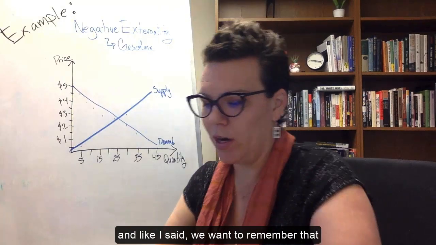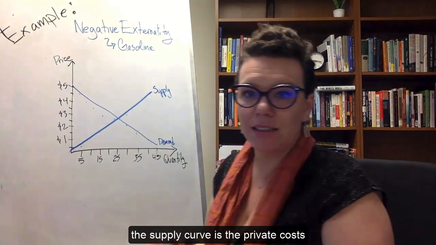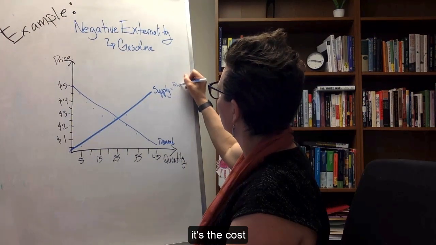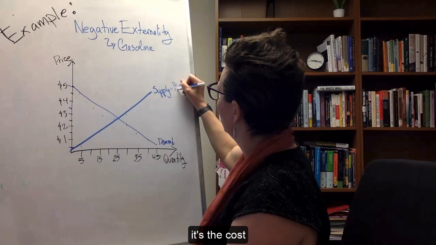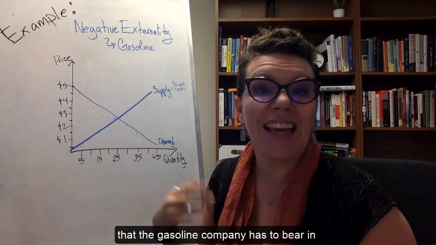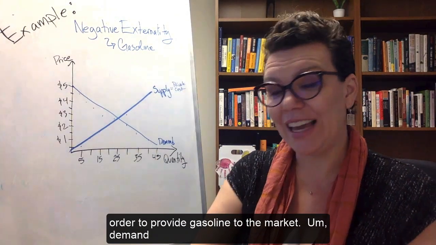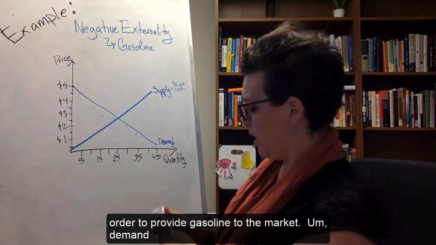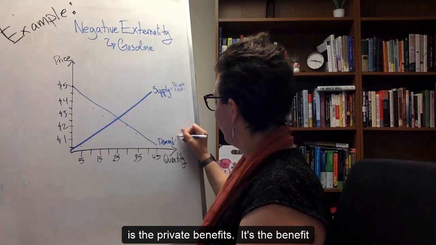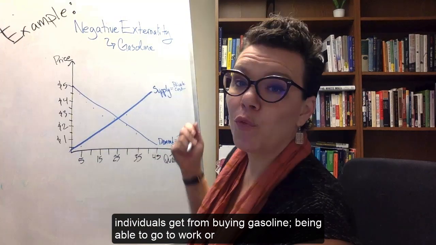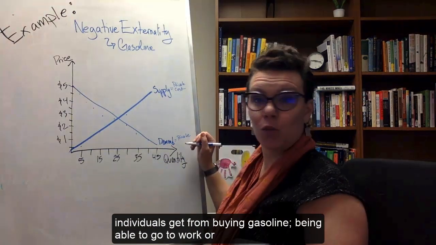And like I said, we want to remember that the supply curve is the private costs. It's the cost that the gasoline company has to bear in order to provide gasoline to the market. Demand is private benefits. It's the benefit we as individuals get from buying gasoline, being able to go to work or whatever.